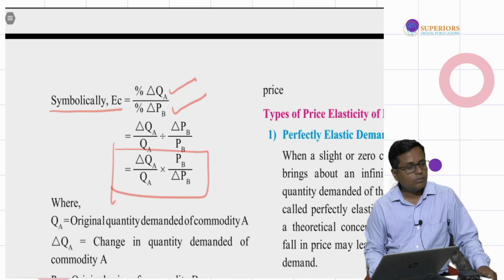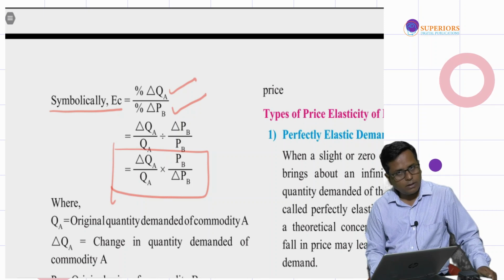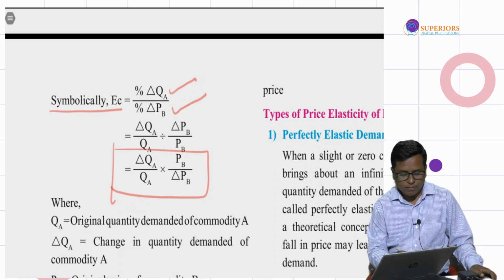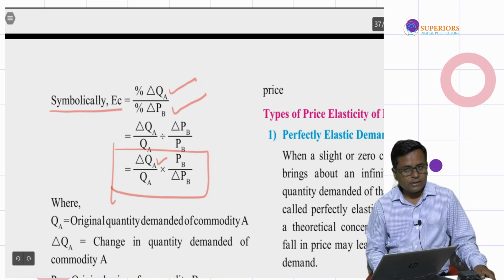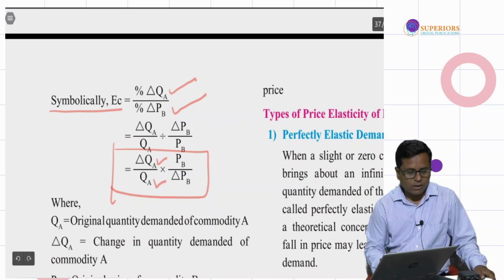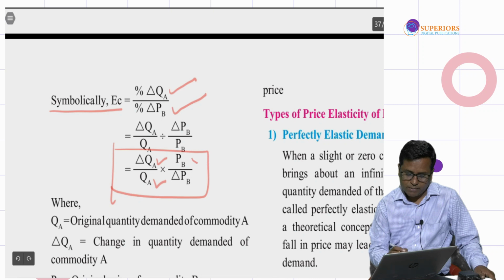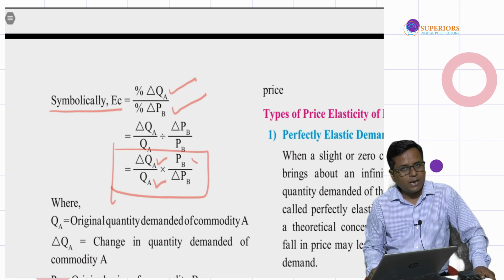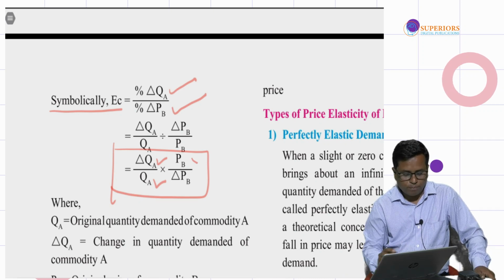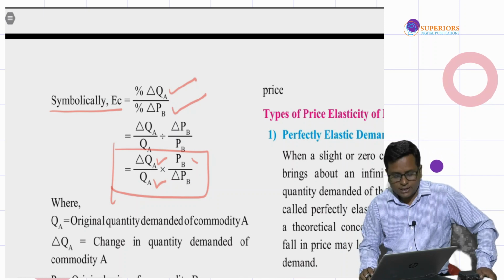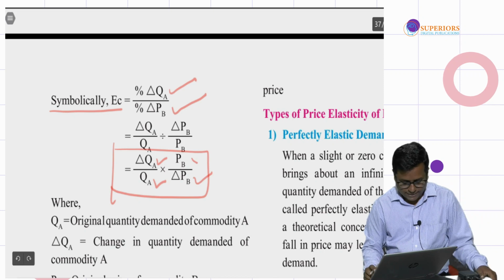Delta Q A means change in quantity demanded of A commodity divided by original quantity demanded of A commodity, multiplied by original price of B commodity divided by change in price of B commodity.